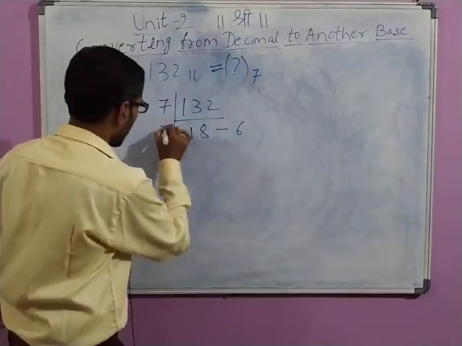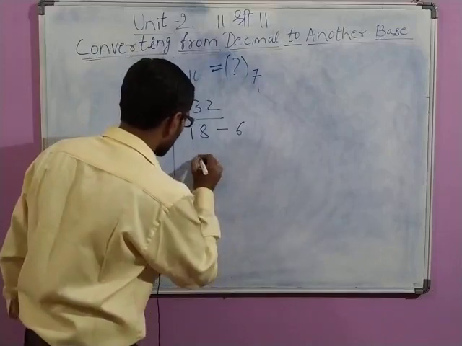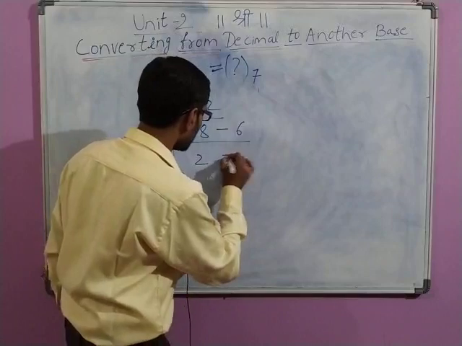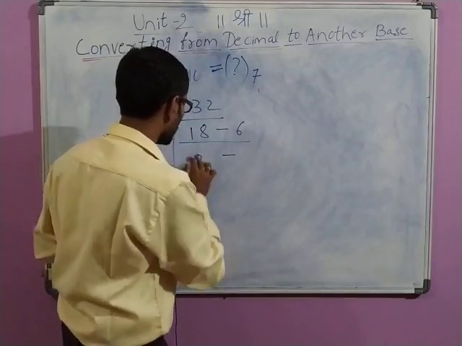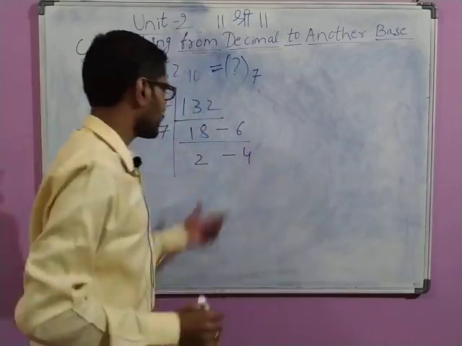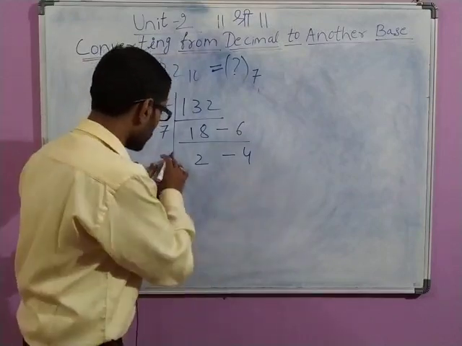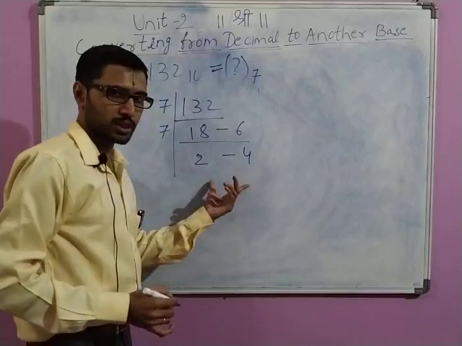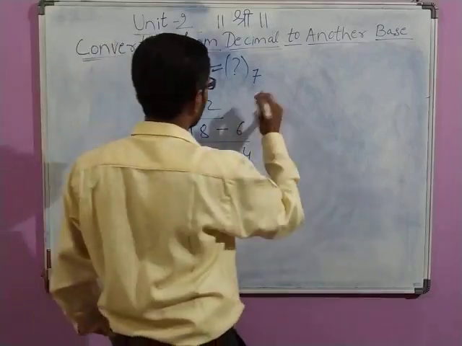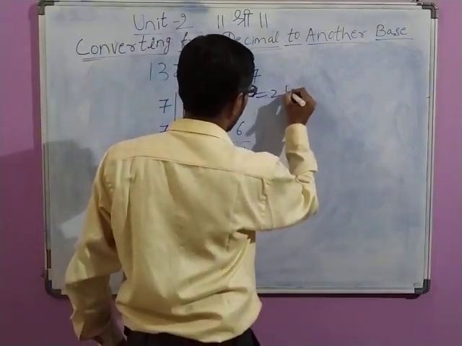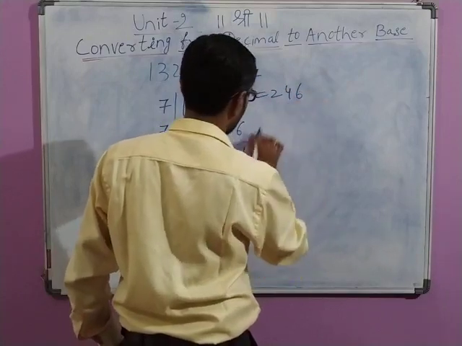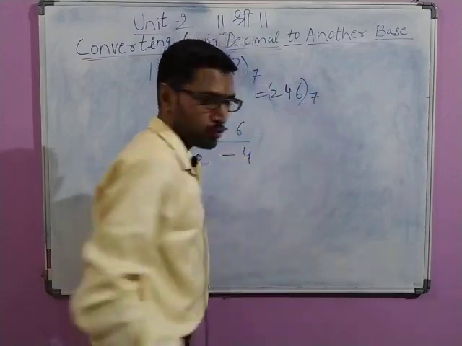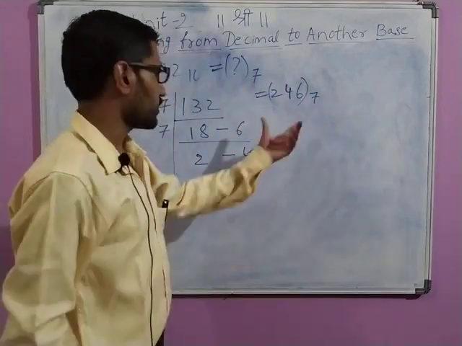Fine. Then 7 2s are 14. The remainder is 4. Either you can stop at this, or you can write 2 here and stop. So what is the answer? The answer for this will be 246 to the base 7.